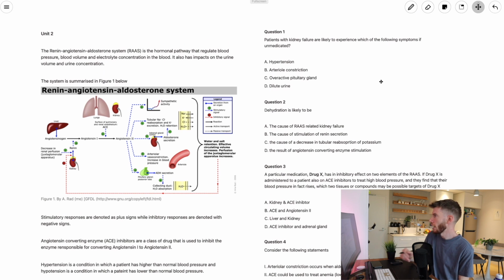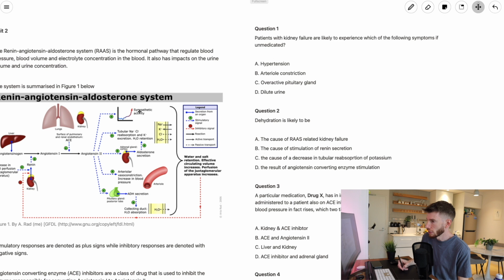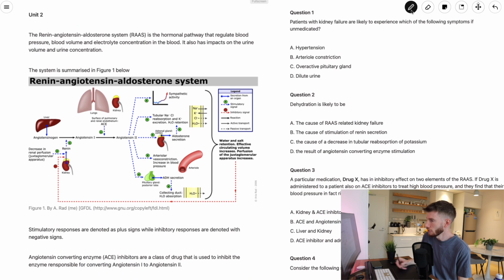So question 1, patients with kidney failure are likely to experience which of the following symptoms if unmedicated? Okay. So first of all, if the kidneys aren't working, I'm going to find where the kidneys come in. And you can see here are the kidneys here, here, and here. So now we're going to go with they are not working. Although technically I've circled this one, tricked myself there. That's the adrenal gland, not the kidneys. So I'm going to leave that one off. Just these two here, they're going to be contributing or not contributing if there's a failure.